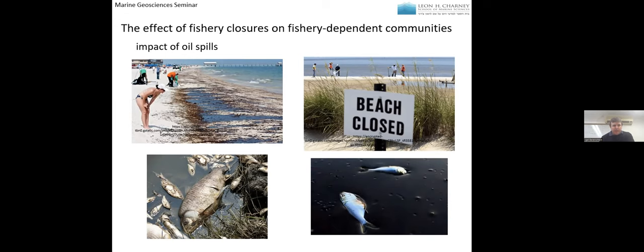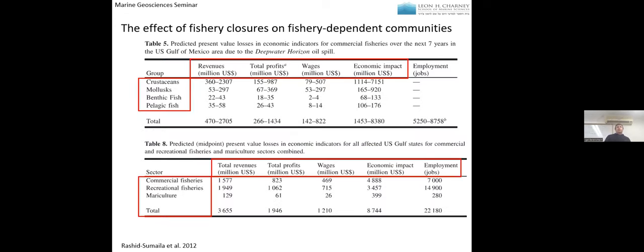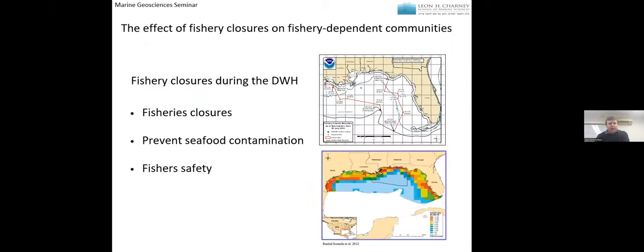And so this project was done to try and assess and quantify the potential effect of such closures. And we know from the Deepwater Horizon that the losses in terms of revenue and wages are in the millions and sometimes in the billions of dollars. Many people lost a lot of money and employment and livelihood. And much of that, about 20%, if I'm not mistaken, was due to the closures.